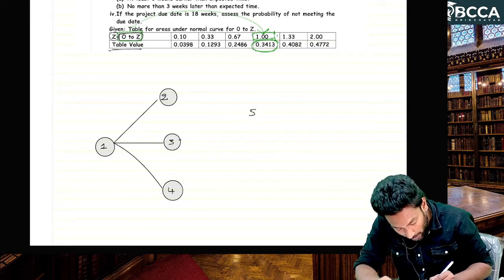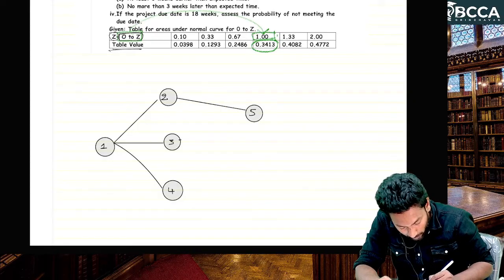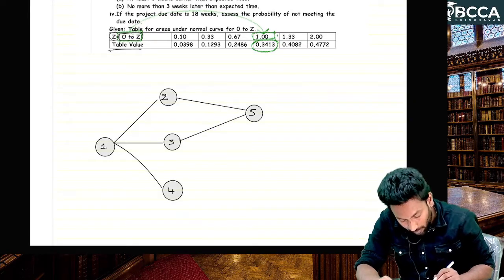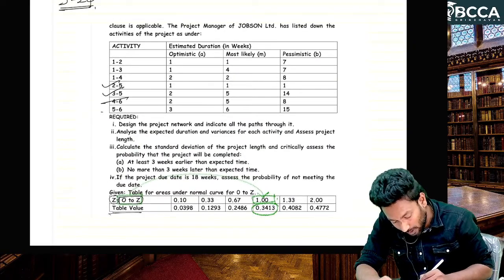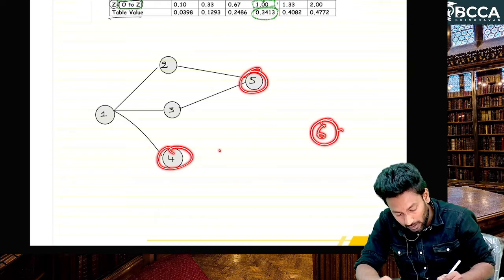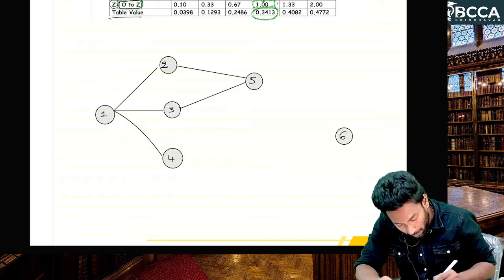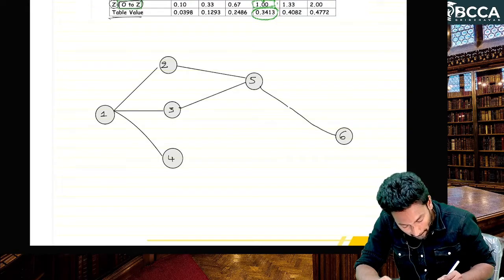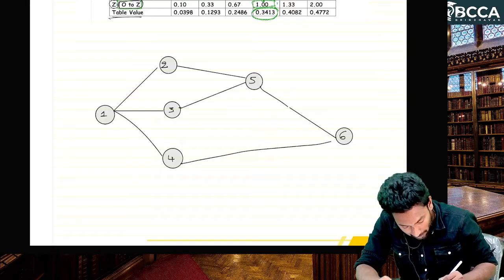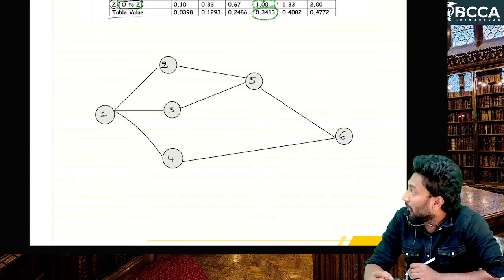Take 5 here, connect 2 to 5 and 3 to 5. Then we have 4 to 6 and 5 to 6. We have 5 here and 4 here. Draw 6 here, then we can connect like this. Take 6. This is the network diagram, where we have represented all the activities.